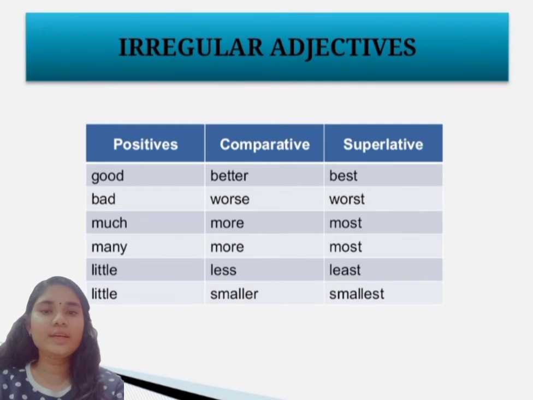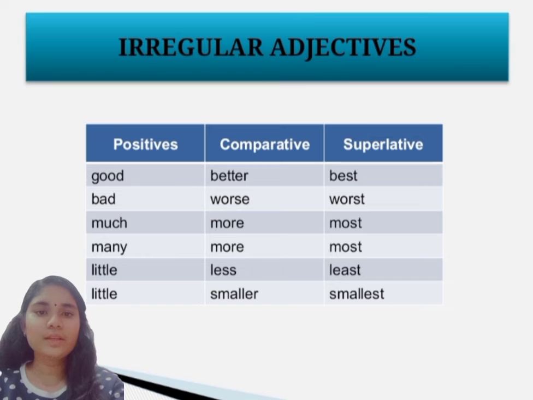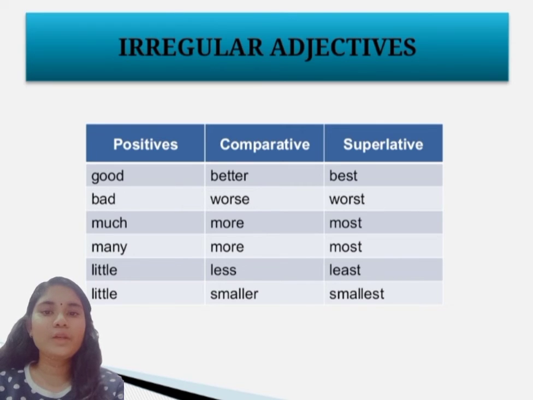After that, irregular adjectives. Positive, comparative and superlative. Good in positive, better in comparative and best in superlative. Bad in positive, worse in comparative and worst in superlative. Much becomes more in comparative and most in superlative. Many becomes more in comparative and most in superlative. Little becomes less in comparative, least in superlative. And little becomes smaller in comparative and smallest in superlative.